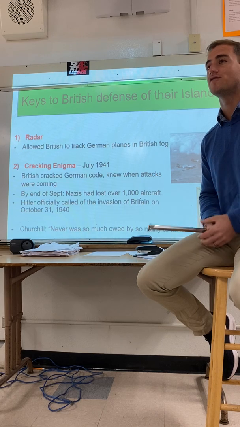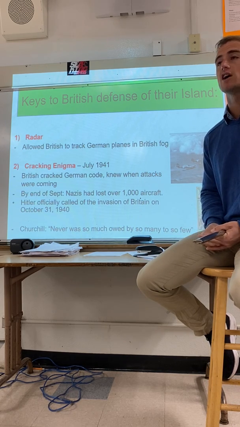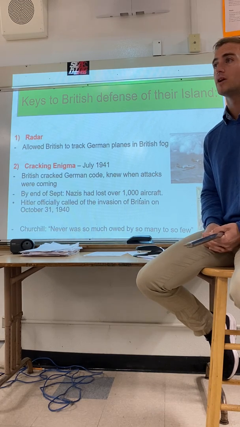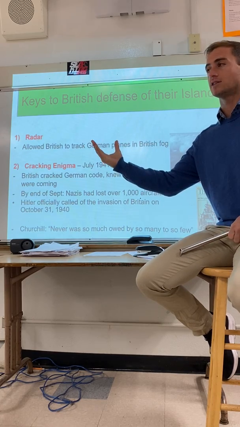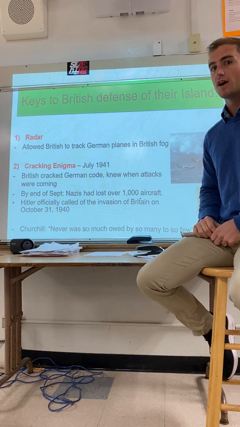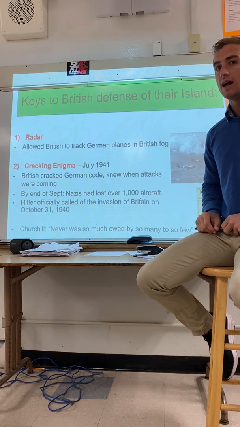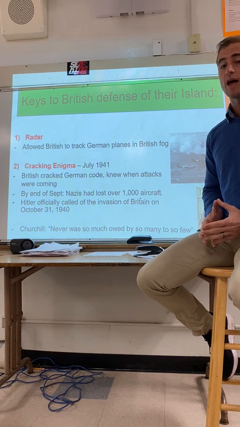On September 15th, the British Royal Air Force shot down 185 German planes, and the British only lost 26 planes. So 185 planes of the Luftwaffe shot down, only 26 planes shot down by the British. And what that showed you is the power of radar, how important this was in visibility, being able to know where the enemy is. So that was huge.